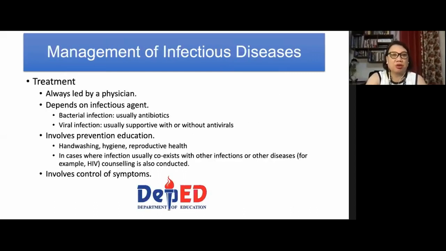So how do we manage close contacts and how do we manage people with the disease? For the management of infectious diseases, treatment should always be led by a physician, and treatment is dependent on the infectious agent involved. For bacterial infections, we usually use antibiotics, but for viral infection, this may be supportive and may or may not include the use of antivirals. For both contacts and cases, it involves preventive education, so hand washing and hygiene, and in cases where infection would coexist with other infection, active management of the comorbidities or the other diseases must also be conducted in order to prevent progression into severe disease.